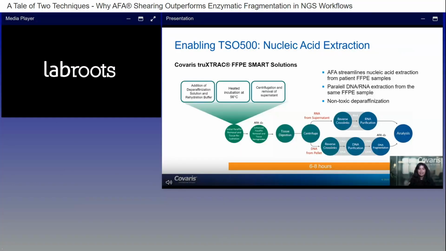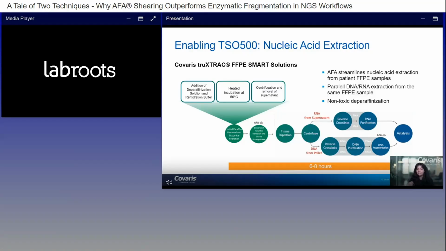And I'd really like to highlight how AFA is able to deliver on both of these requirements, starting with nucleic acid extraction. So even though we've been talking about AFA in the context of DNA shearing, sonication is a very versatile tool, and it can be used in a wide range of workflows. In order to enable TSO 500, we can really highlight Covaris's TrueExtract FFPE smart workflow.